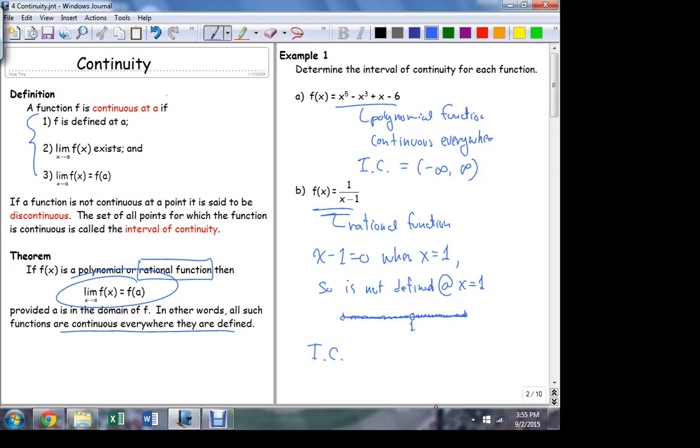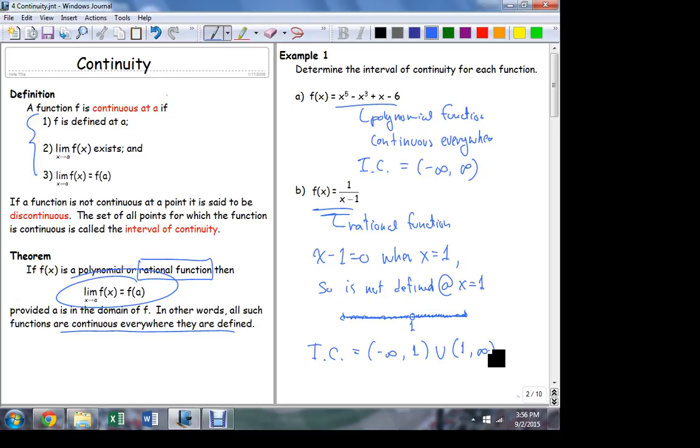So how do I represent the interval of continuity in our interval form? The left-hand interval, up to 1, with a curly bracket around the 1 to show it's not being included. And then the union of that set with the set. So this function has an interval of continuity that includes all real numbers except for the number 1. There's the way that we express that in interval form. Negative infinity up to 1, curly bracket, union, curly bracket, 1 to infinity.